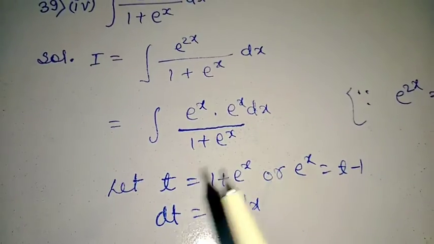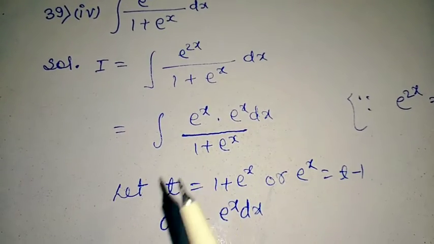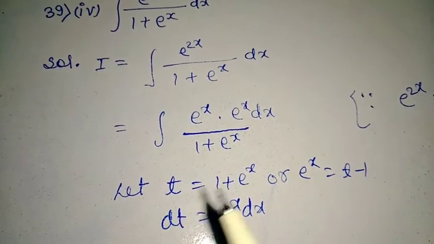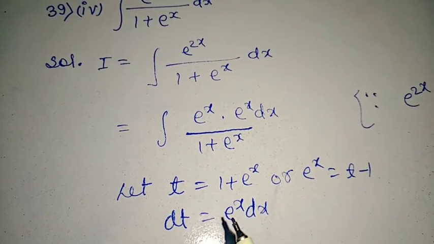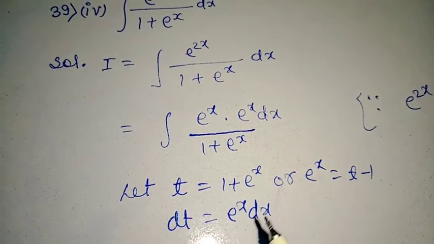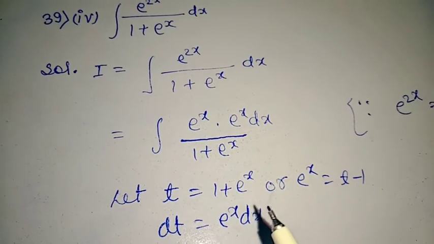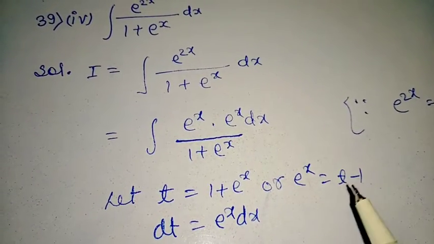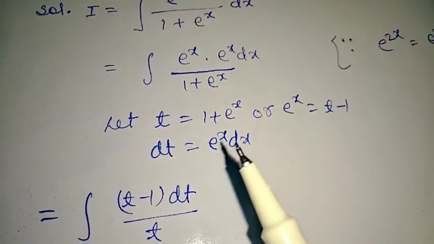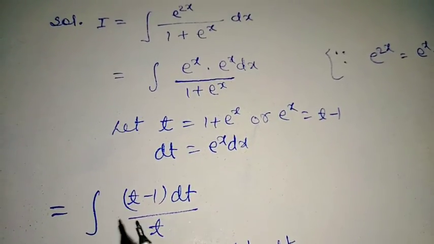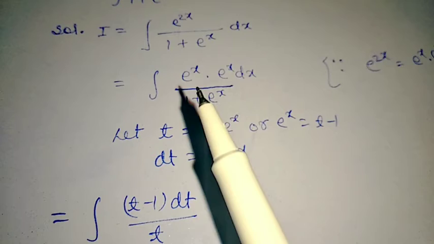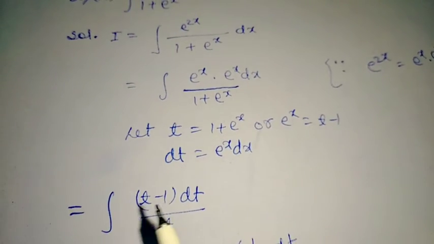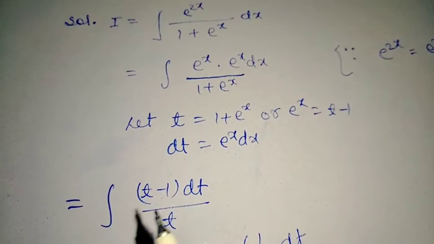So you can see, if we substitute t in the place of this, when we differentiate both the sides, it will be dt is equal to e to the power x into dx. Or if we have to write the value of e to the power x, it will be t minus 1. And now we will write this part in the form of t, so it will be integration of (t minus 1) into dt upon t.